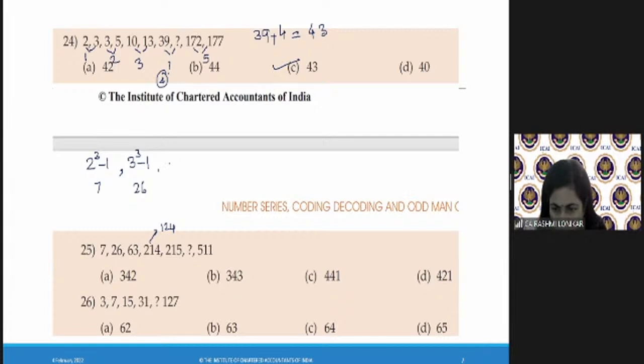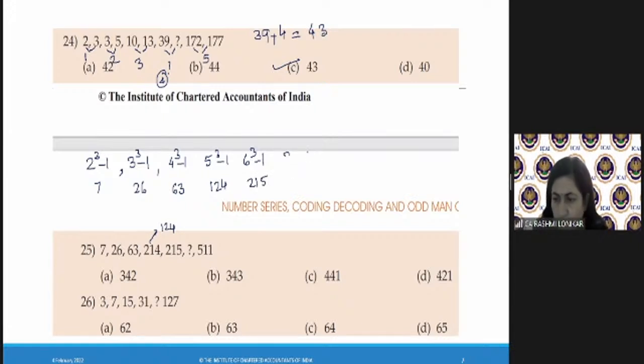Now, 4 cube minus 1. 4 cube is 64. 64 minus 1 is 63. Then 5 cube minus 1. 5 5s are 25. 25 5s are 125. 125 minus 1 is 124. Then 215. So let us see. 6 cube minus 1. How much is 6 cube? 6 into 6 into 6, that is 216. 216 minus 1 is 215.